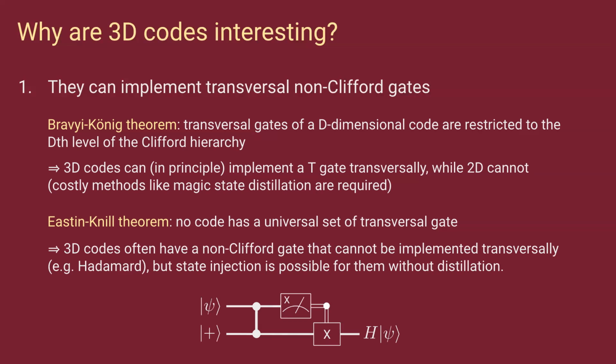So this means that for a 3D code, for instance, here I meant a Pauli gate, so a 3D code can have a Clifford gate that cannot be transversal, for instance a Hadamard. But for those, it's usually pretty easy to implement them non-transversally. If you want to implement a Hadamard, you can just do state injection. You don't need distillation because the plus state is easy to prepare. You just prepare the qubit in different bases. So Hadamard is pretty easy with state preparation. That's why we often say that, for instance, this 3D color code has a universal set of gates.